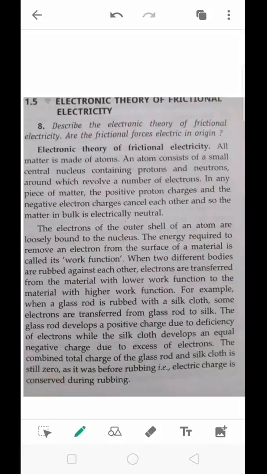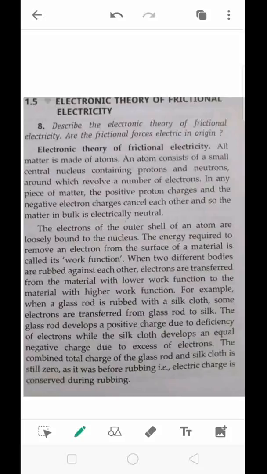So how will it transfer? From the material with lower work function to the material with higher work function. Now what is meant by work function? It is the energy given to the object to remove the outermost electrons. For example, let us take the case of a glass rod and a silk cloth. When you rub the glass rod with a silk cloth, it is understood from all the above experiments that the glass rod acquires positive charge and the silk cloth acquires negative charge.